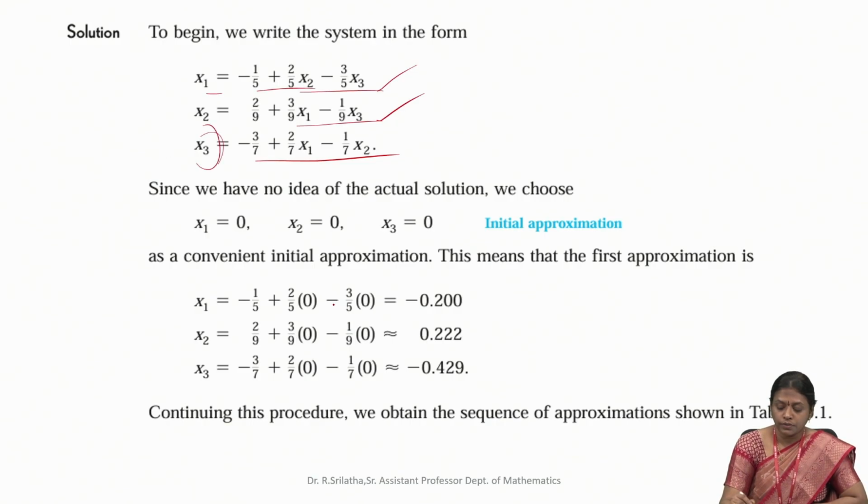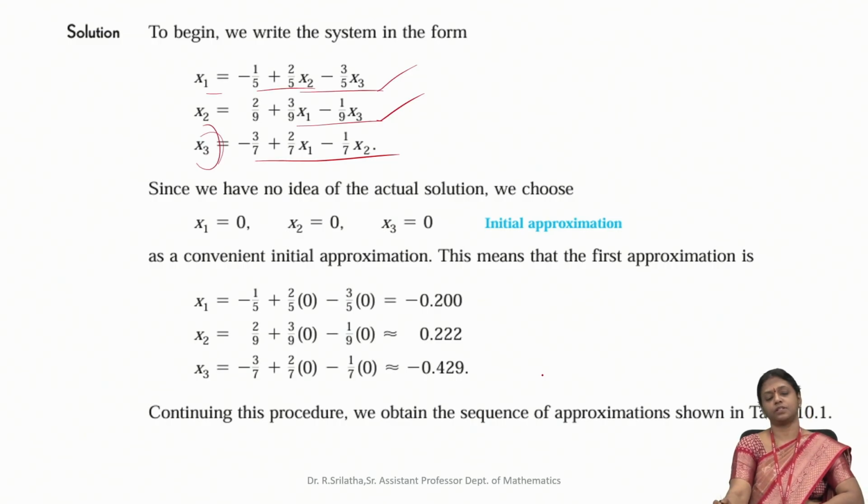So the first iteration values are given by just replacing all these elements with zeros. Minus 1 by 5 is nothing but minus 0.2. We compulsorily need to use calculators here to find the approximation values. Similarly for finding x2 here, we get 2 by 9, that is nothing but 0.22. And for the x3 value, just minus 3 by 7, the remaining are all zeros. So here minus 0.42.